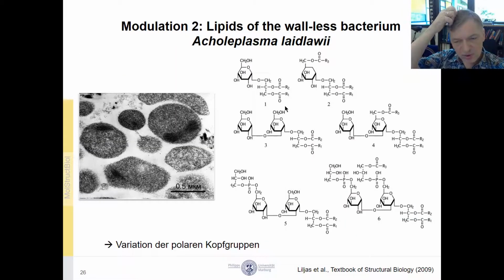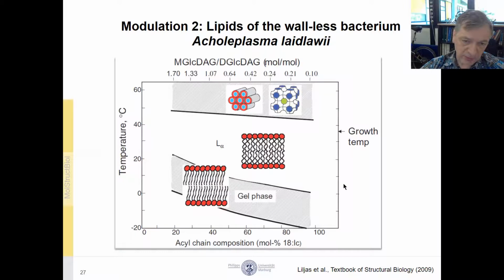There are some other organisms which have very strange ideas of how to regulate the melting temperature of their plasma membranes. For example, this strange bacterium Acholeplasma laidlawii, which I got from this fancy textbook from Lilius et al. He has some very funny examples sometimes. I didn't know this kind of bacterium before, but at least the point is interesting. One can not only change the fatty acid chain, one can also change the head group and modify by this the melting temperature of the lipid bilayer.